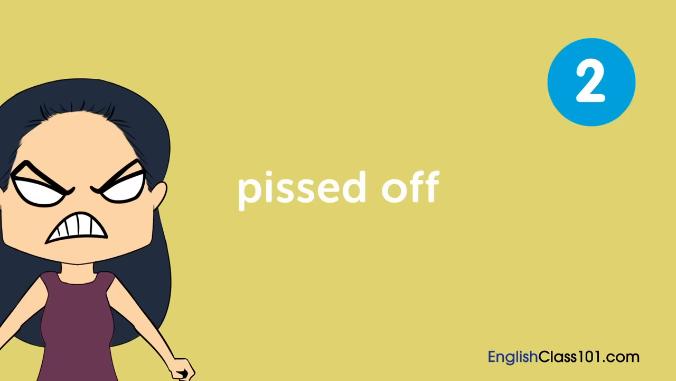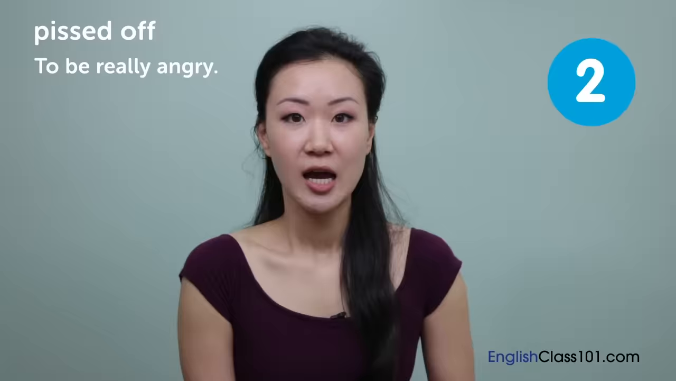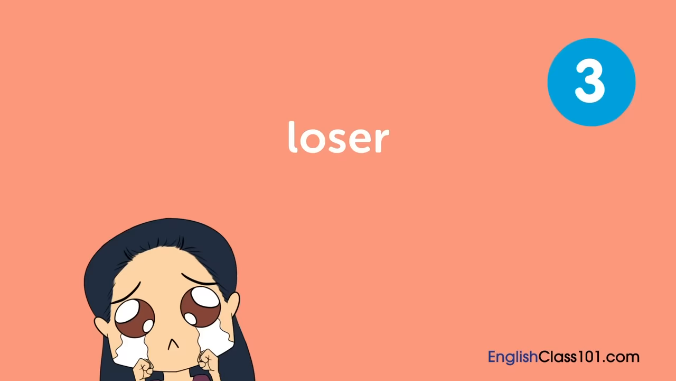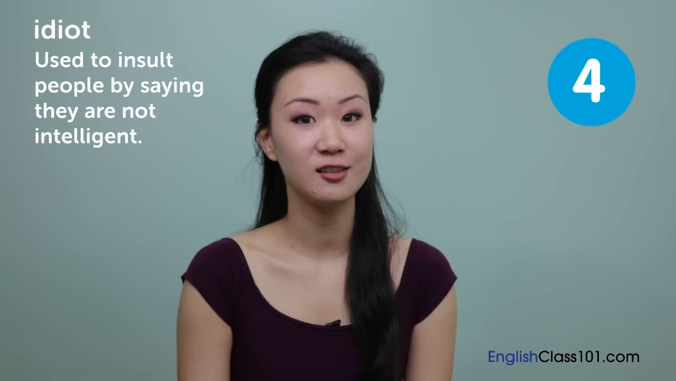Pissed off, to be really angry. When I'm angry, I can say, hey, I'm really pissed off at you right now. Why did you do that for? Loser, used to describe an uncool person. In high school, my friends and I would use this a lot, and we would say, hey loser, how's it going? Idiot, used to insult people by saying they're not intelligent. Of all the mean things that you can say, this is on the lighter side, but people still use it.